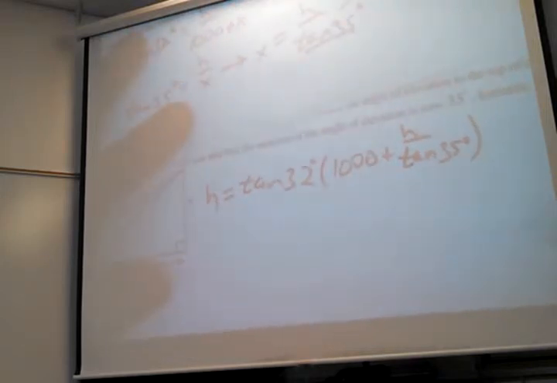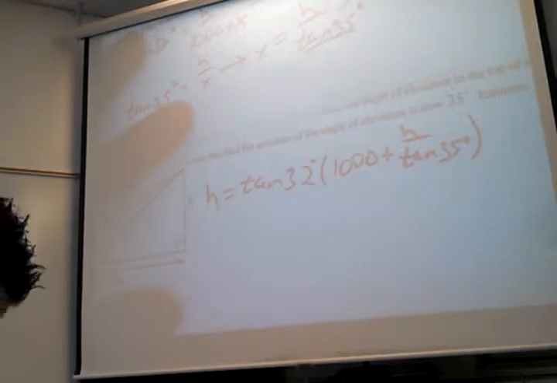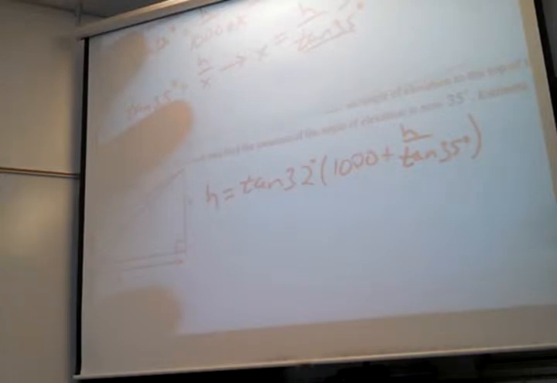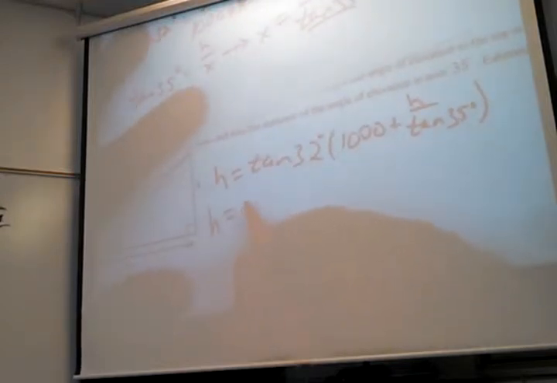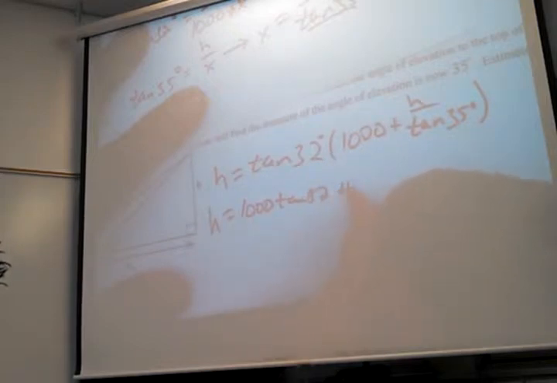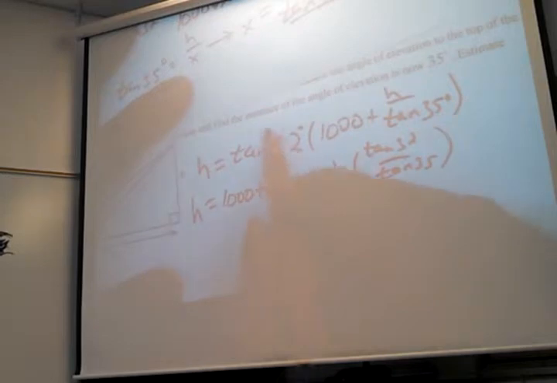And now you've got to solve for H. So of course, what do you always do when it looks like you have more than one variable? Eventually you want to get all your H's on one side, because then you can pull them out and see that there's really only one of them. So you get 1,000 tangent 32 plus H times tangent 32 over tangent 35. Is that cool? Just multiply that in.